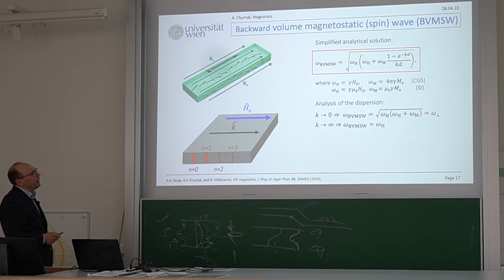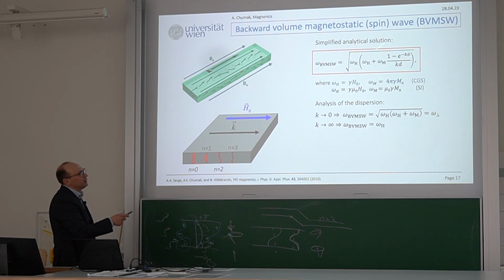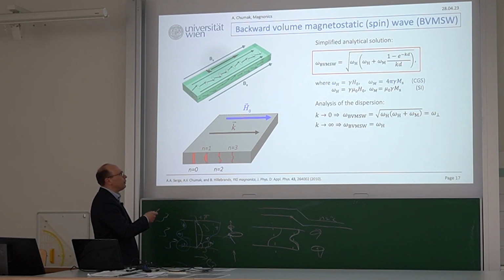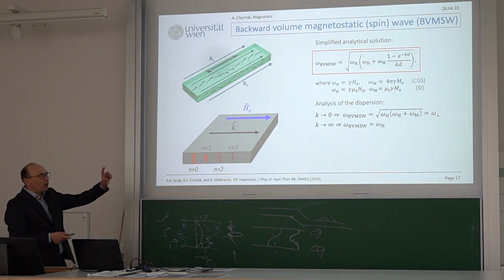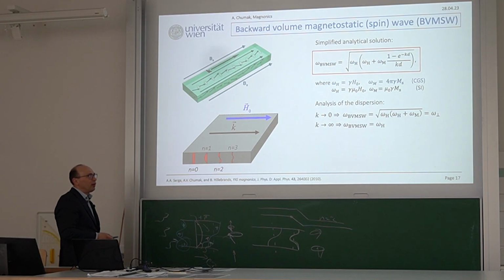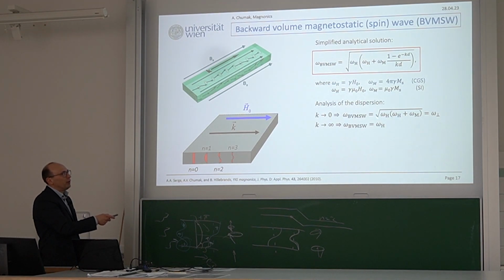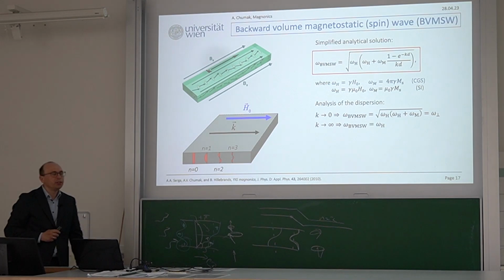this one. And again, when you analyze this equation, when k goes to 0, then the backward volume frequency will go to omega perpendicular, which is the FMR, ferromagnetic resonance frequency for a thin film when it's magnetized in plane. And when k goes to infinity, then the backward volume frequency will be omega h. And it's just opposite to the previous case of forward volume. For forward volume, this was our starting point, this was the end point. And now we start with omega perpendicular and finish with omega h.